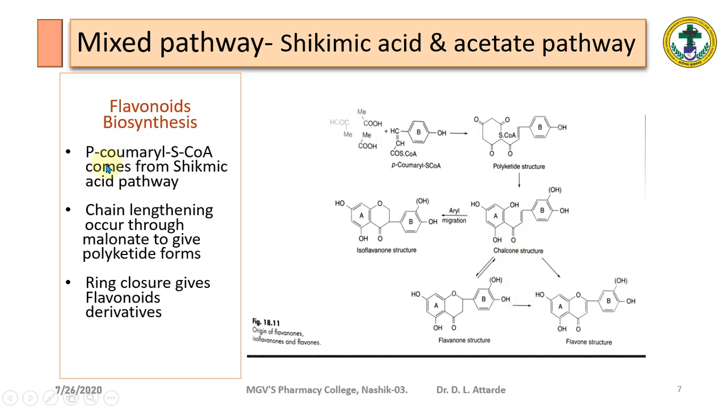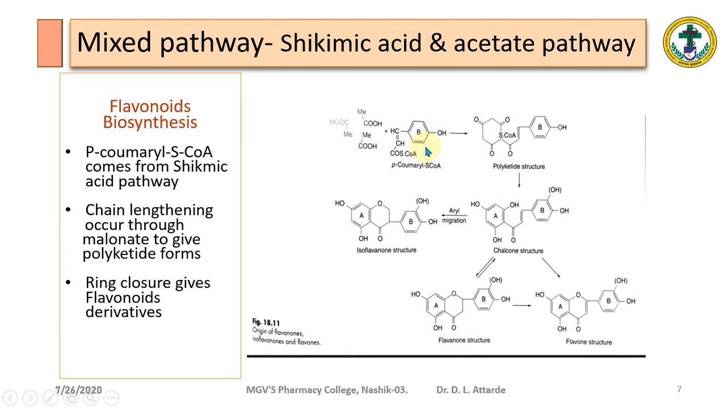Now first, p-coumaroyl-CoA comes from the shikimic acid pathway, meaning this molecule. Why is this molecule coming from the shikimic acid pathway? Because shikimic acid gives these compounds as phenylpropane derivatives in its pathway. We have already seen the shikimic acid pathway for aromatic acid generation, but besides this it also gives rise to C6, C3 type of compound. So here you can see C6 and this 3 carbon.